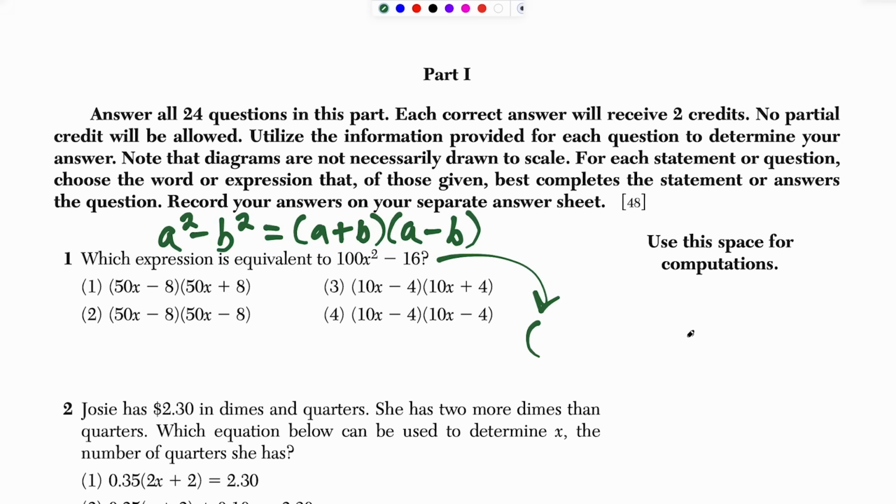So I'm going to say we're going to have plus or minus in our parentheses. And I do the square root of the first term. So the square root of 100 once again is 10. And then we have x times x makes x squared. So we're going to write an x here and an x here. And then the square root of 16 is 4. So we have our 4 at the end. And now we just look, and this is going to match up with choice 3.